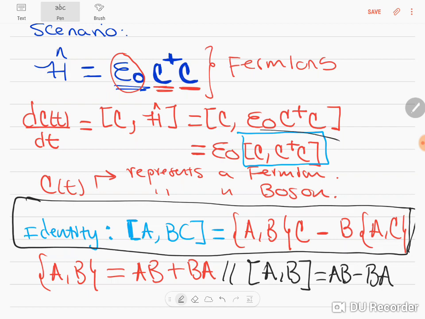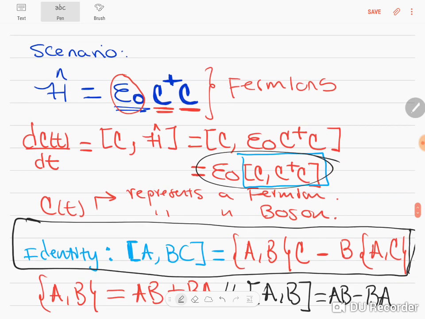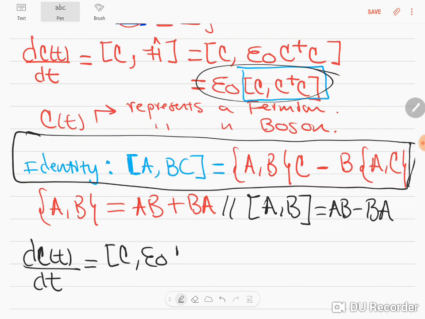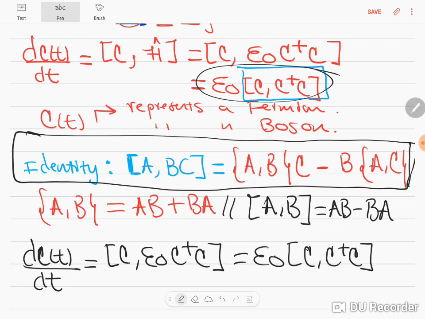Okay, so now with this identity that I have shown up here, we are all set to simplify this. So let's write it again in black. dc of t over dt is equal to, of course, the commutator between c, E0 c dagger c, which is equal to E0, the commutator between c and c, the product between c dagger and c. And with this identity, we already know that this commutator can be calculated using this rule. So that's what we're going to do.